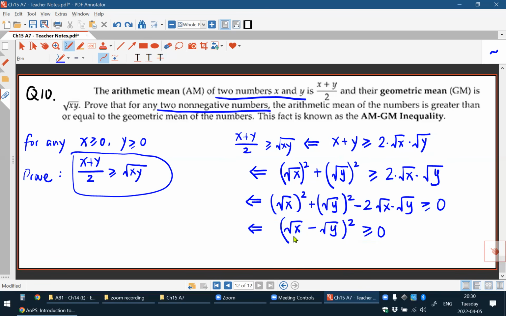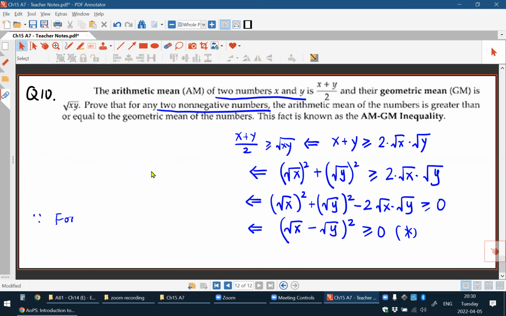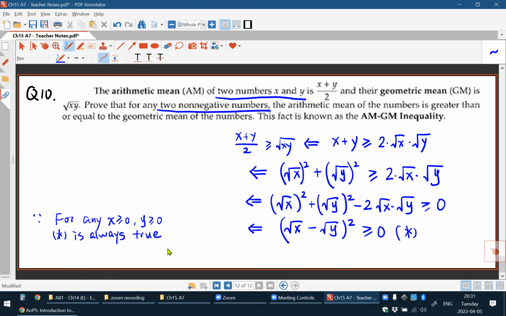Okay, because x is a non-negative real number, y is also a non-negative real number. So this is a real number, right? A real number squared, of course, is always greater than or equal to 0. So first of all, let me remove this. This is just a restatement of the original problem, right? Let's remove that. So here we can say, because for any x greater than or equal to 0, y greater than or equal to 0, the asterisk is always true. As we have discussed, it's like a chain reaction. If this statement is always true, this statement indicates this statement, right? If this one is true, then this one is true, then this one is true, then this one is true, right?